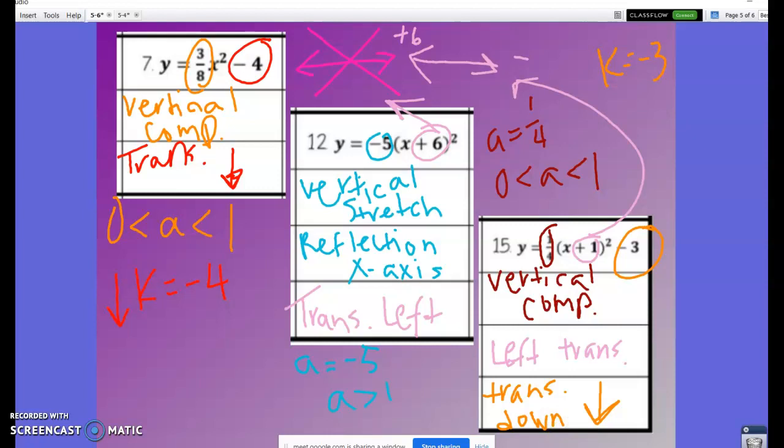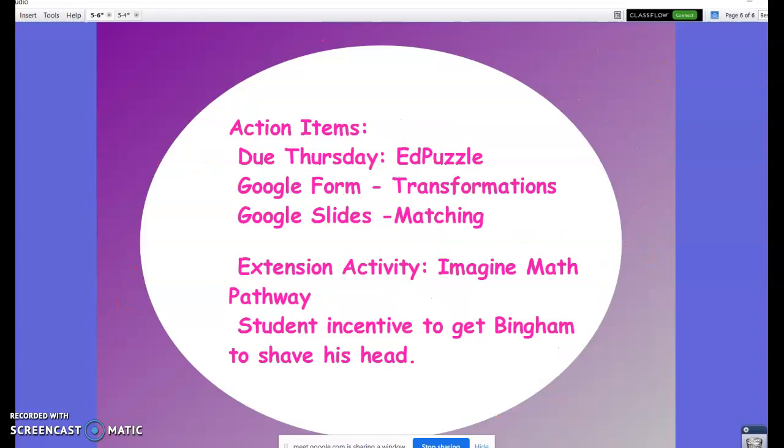Alrighty, so that concludes the lesson for today. What you need to complete this week is the Ed puzzle that's due tomorrow. It's basically another video explaining the steps on how to do this. The Google form is the first 2 examples that I did today. It's multiple choice. If you do poorly the first time, please email me and I will reset you. I will give you 2 tries. The Google Slides is the matching, the one where you drag and drop the transformations. And then the extension activity is the Imagine Math.